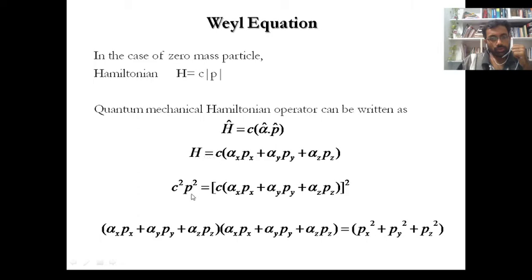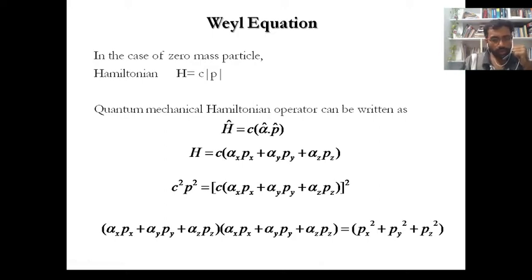So we can square it, so we will get that c square p square is equal to c alpha x px plus alpha y py plus alpha z pz whole square. So here we introduce the terms alpha x, alpha y and alpha z such that the Hamiltonian can be written like this. But since the Hamiltonian is equal to c into p, we can say that alpha x, alpha y and alpha z must satisfy some conditions, isn't it? So we can think about that condition.